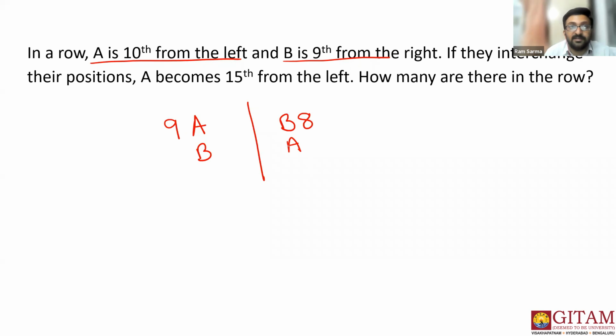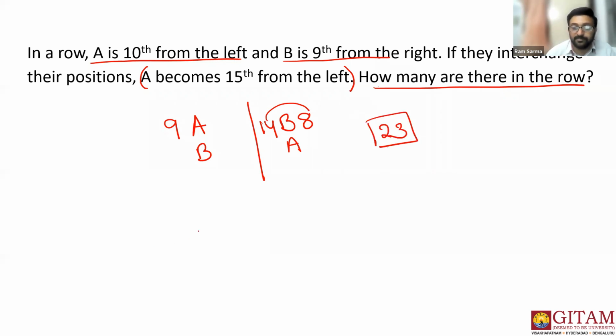Now, let's understand this. Once they interchange their places, A becomes 15th from the left. So what does it mean? There should be 14 members present to the left of A now. So there were 14 members to the left of B. And there were 8 members to the right of B. So now the question is, how many members are there in the row? Let us add these numbers now. 14 plus 8, 22 plus B, 23 members in total.